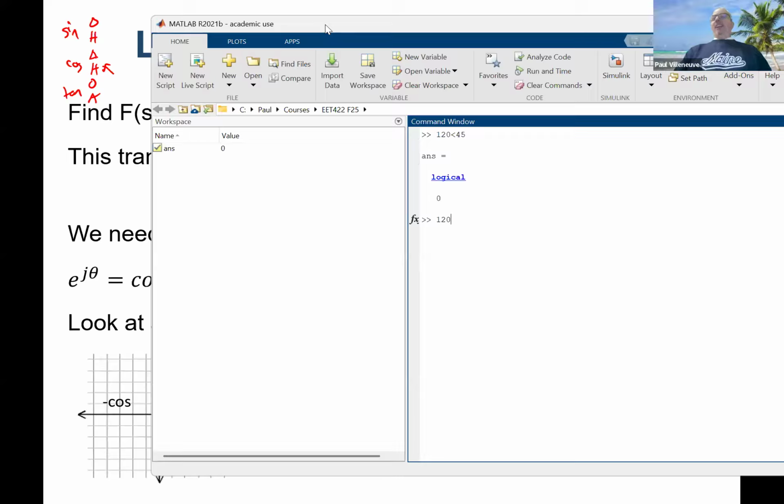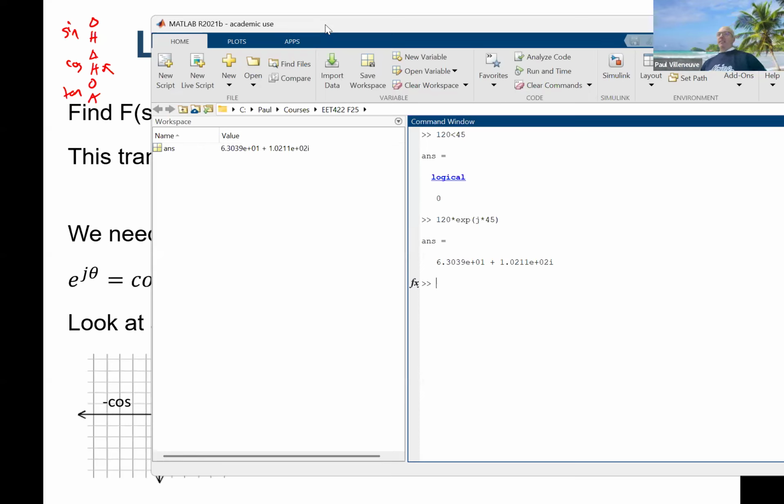Doesn't exist. How do I enter that in? 120 times E, which is exponent, is the exp. They don't use E, they use exp just to say it's a function. J times 45 degrees. Let's enter that in and see what we get.